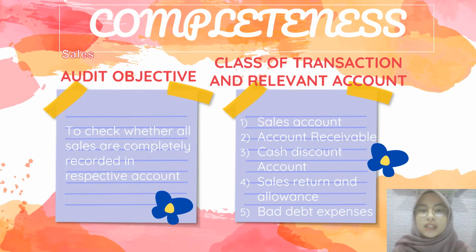I will be presenting the next assertion, which is completeness. What is completeness? Completeness is that all transactions and events that should have been recorded, and all related disclosures that should have been included in the financial statement, have been included. The audit objective of completeness is to check whether all sales are completely recorded in the respective accounts. For the class of transaction and relevant account, it includes sales account, account receivable, cash discount account, sales return and allowance, and bad debt expenses.